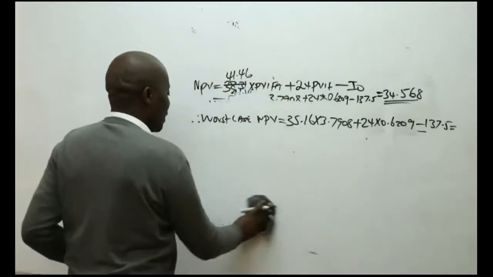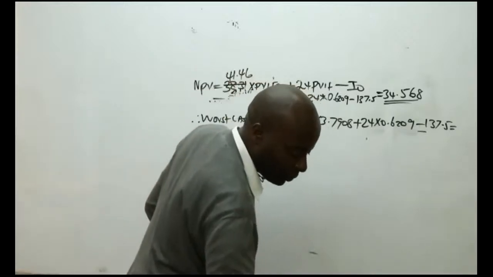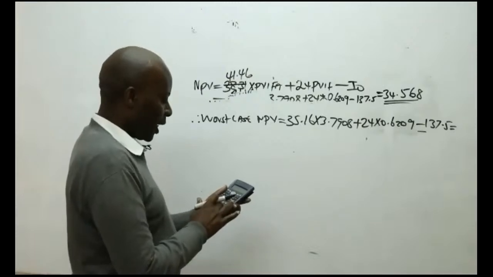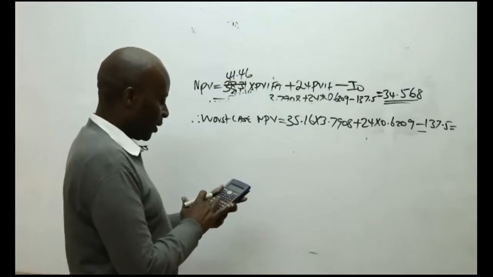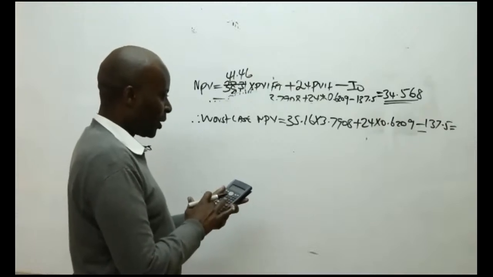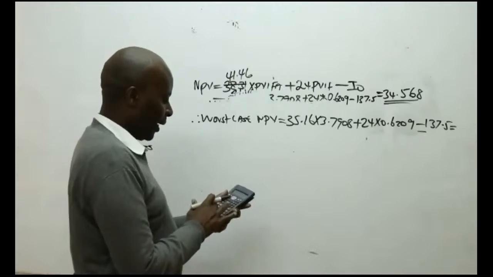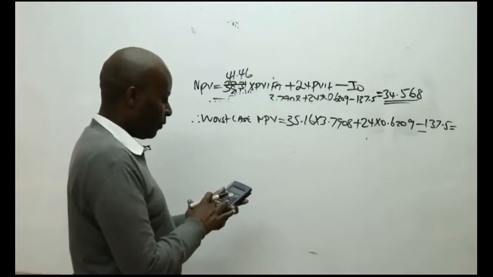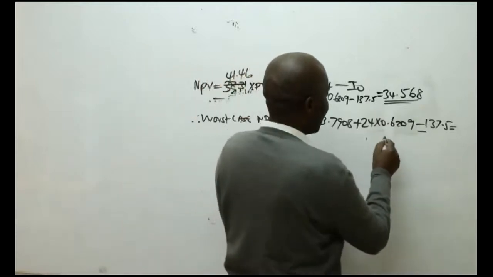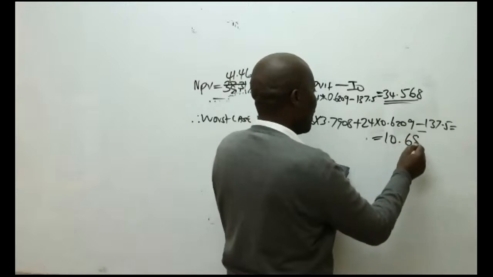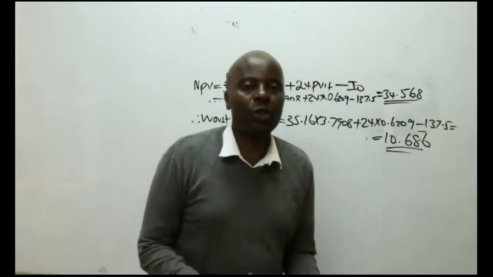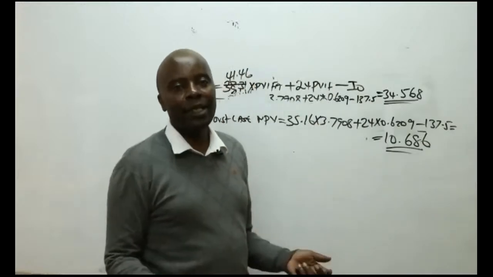So this worst case scenario net present value, ladies and gentlemen, will be 35.16 times 3.7908 plus 24 times 0.6209 minus 137.5, which at the end of the day will give us 10.86 net present value. Now, the only thing that you need to do is to give us the percentage changes.